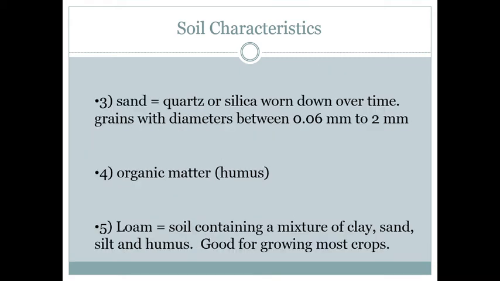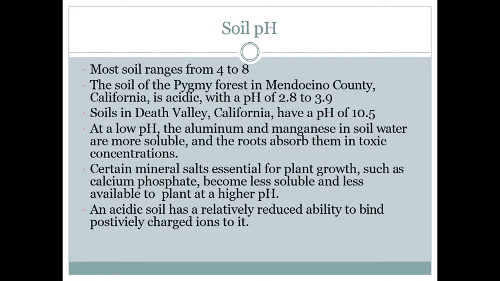And then we have the sand. Of course, quartz or silica worn down over time, producing grains with diameter between 0.06 millimeter to 2 millimeters. And we have also organic matter, or we call it humus. And then we have also the loam, or the loamy soil, containing a mixture of clay, sand, silt, and humus. And the loam soil, as I always mention, is good for growing most crops, meaning good for agricultural production.